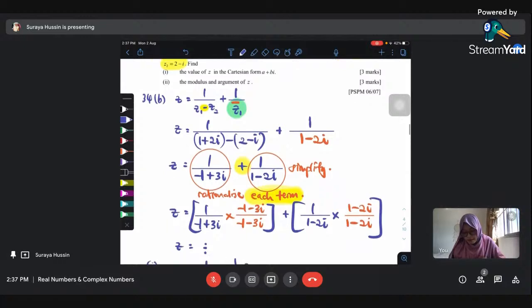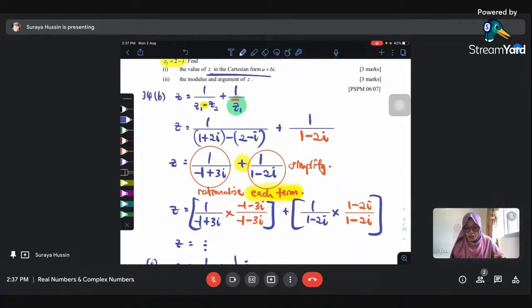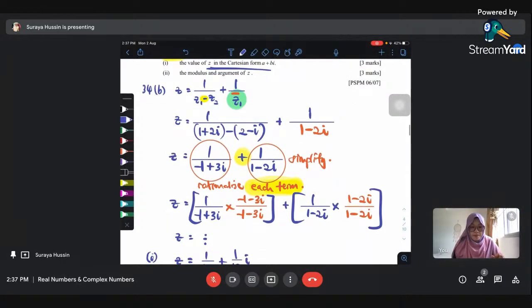Soalan yang pertama diminta find the value of Z in the Cartesian form A plus BI. Miss bukan tambah ke? Apa yang tambah ya? Tambah dekat mana tu? Okay, hang on. Tambah dekat mana? Miss tak nampak.